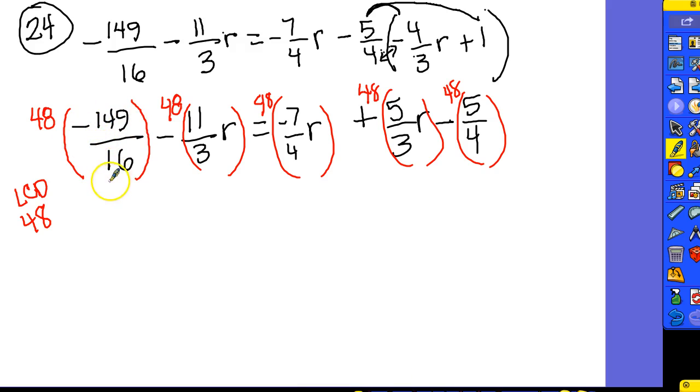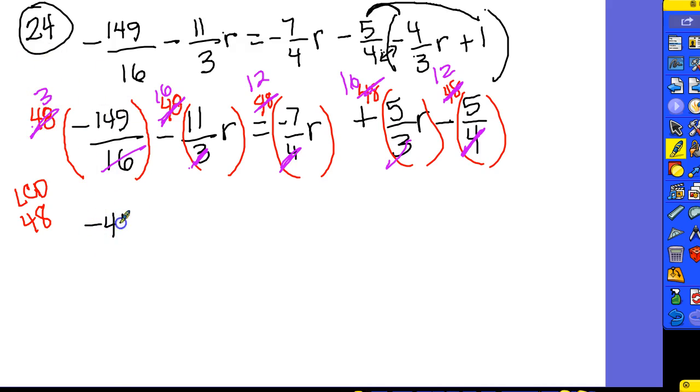Okay, so now I'm going to start. I'm switching colors again so I can start doing my cross simplification. 16 goes into 48 3 times, which means 3 goes into 48 16 times. And 4 goes into 48 12 times. And 3 goes into 48 16 times. And 4 goes into 48 12 times. Okay, I already know this math. I've done this problem 3 times already. So we're going to distribute. So we're going to multiply.